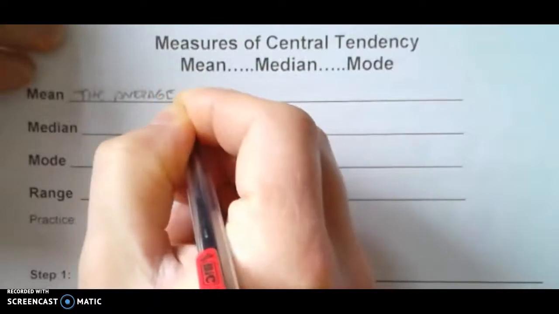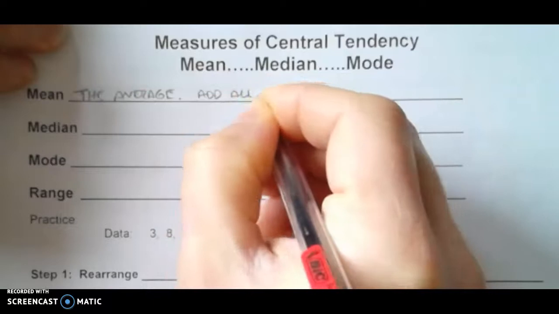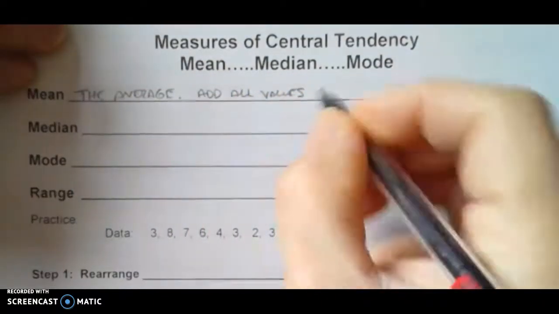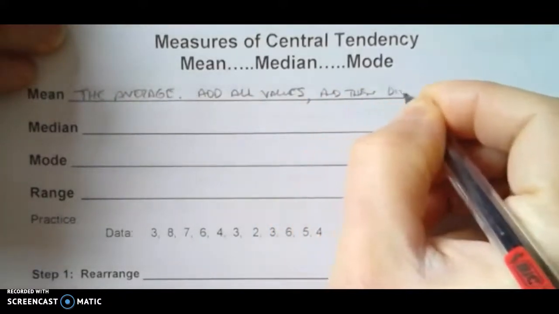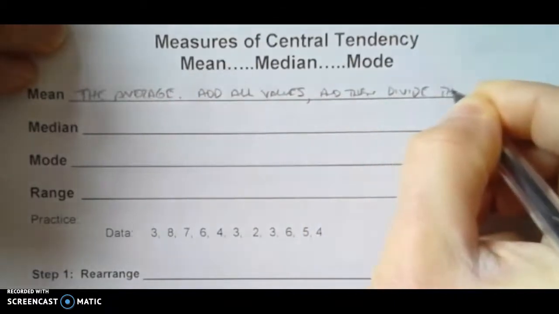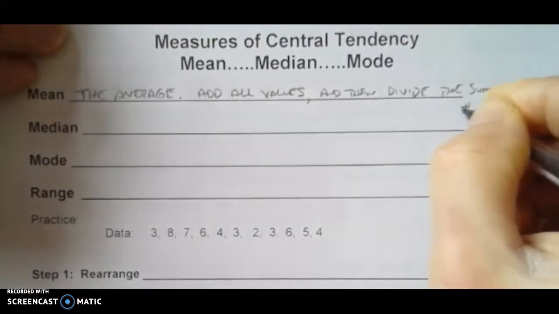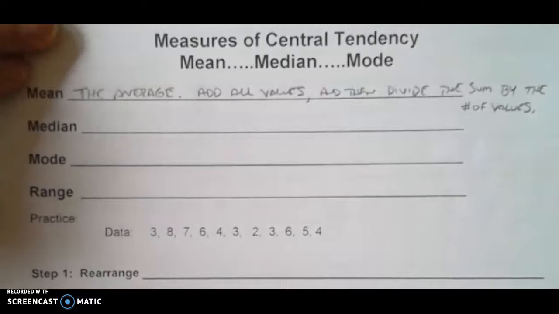In order to find an average, the first thing that you have to do is add all of the values. So you're going to be given a list of numbers. First thing that you need to do is add all of the values, and then you're going to divide the sum by the number of values. That's how you find an average. Add up all of the values and then you divide the sum by the number of values.